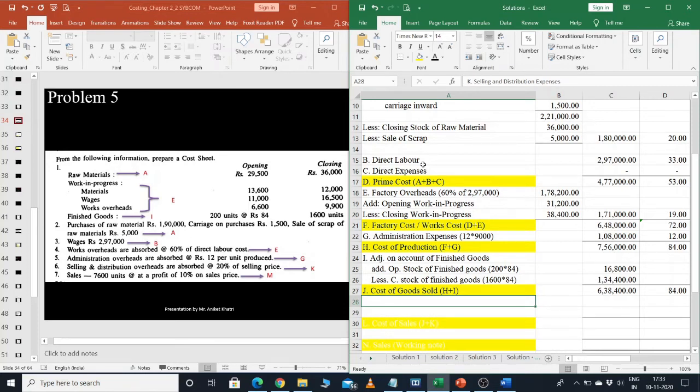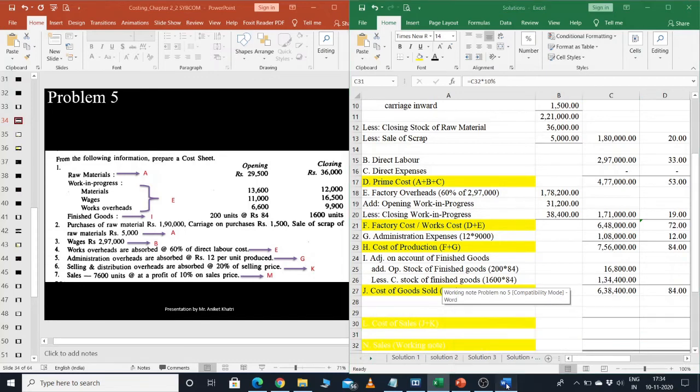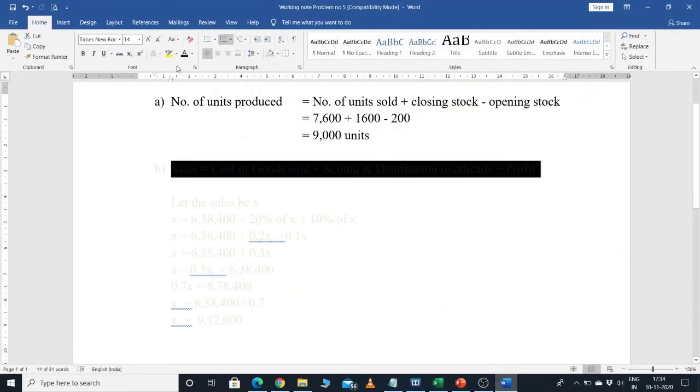Okay, next, that is selling and distribution overheads. Now here they have mentioned 20% on selling price. But we don't know selling price, right? Next is sells 7,600 units at a profit of 10% on sales price. So again, these two figures, this one and this one, these we do not know, right? So let us calculate the sales first so that we can calculate the rest of the figures. So we know the general thing which we mention in the cost sheet: cost of goods sold plus selling and distribution overheads plus profit, that turns to the total sales figure. But we don't know the sales, right?